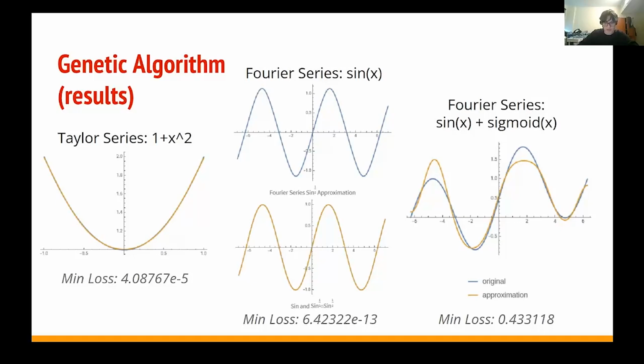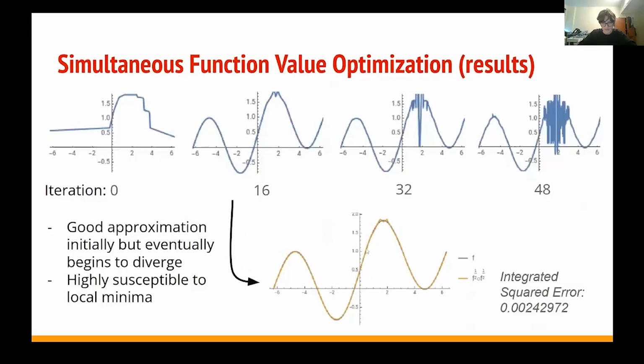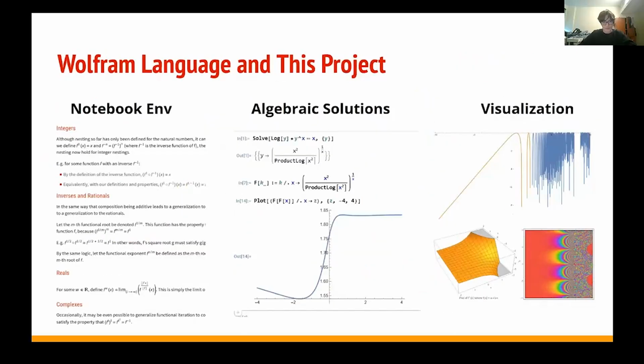And another thing is that these techniques each have different strengths and weaknesses. So for example, with this one, the loss is a little bit bigger with functions that aren't exactly fitting into Fourier and Taylor series. But if we used another previous technique, like that simultaneous value optimization, then it would probably work a little bit better on the sine x plus sigmoid x. As you can see, it had a pretty good error layout.